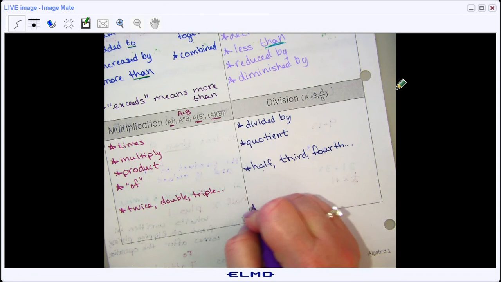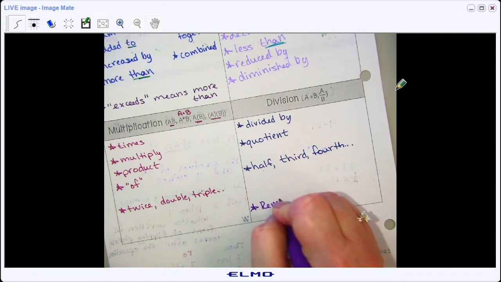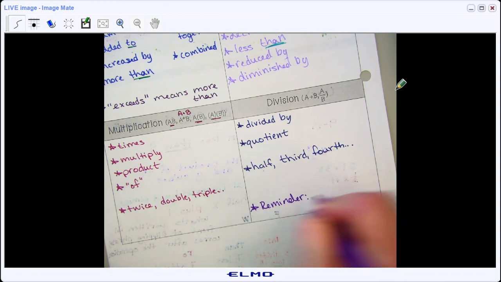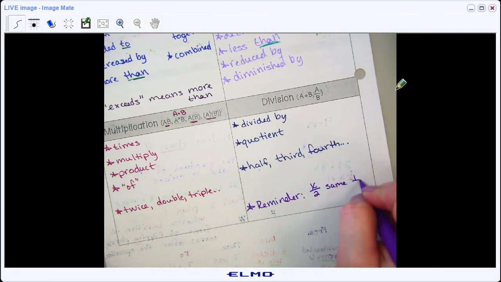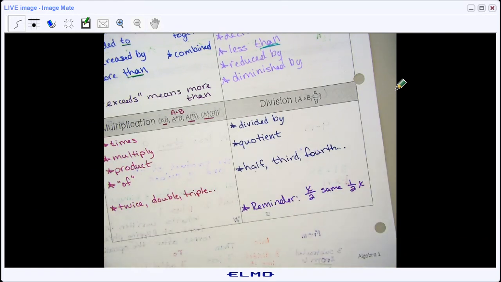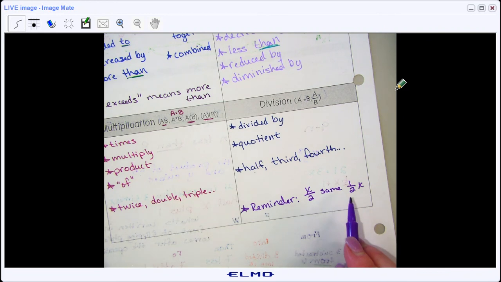And then one special reminder here. X divided by 2 is the same as 1/2 X. A lot of people tend to forget that. So X divided by 2 is the same as writing 1/2 X. Doesn't matter which way you write it, it's telling you to do the same exact things.